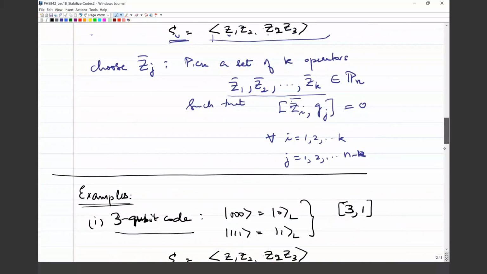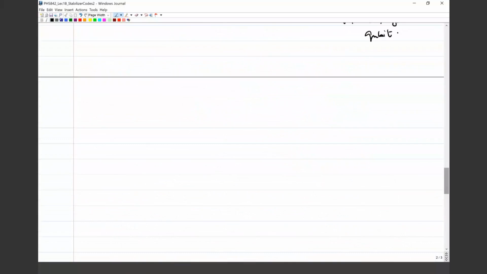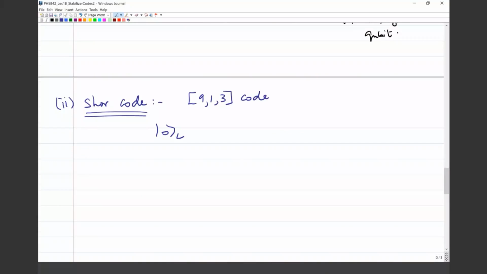Okay, so this was the 3-qubit code. Next we have, now you see things will get a bit more interesting. So let's do the 9-qubit code. Again, it's a single qubit code, but now I can write it formally as a [[9,1,3]] code, right? So we all know that this is a [[9,1,3]] code, and the 0 logical is basically this. And the 1 logical is this.